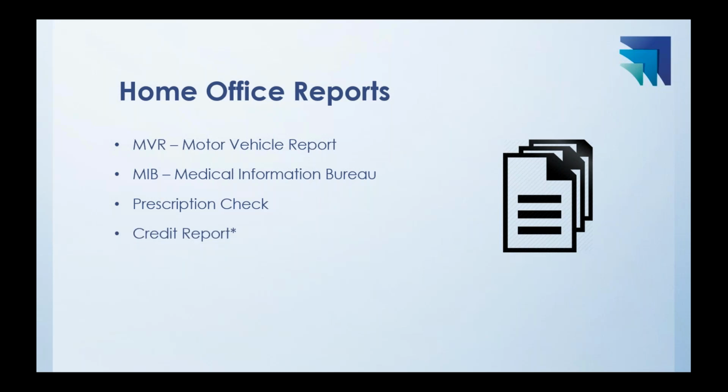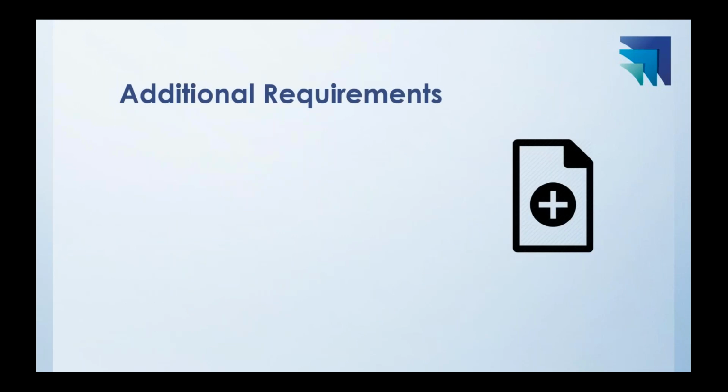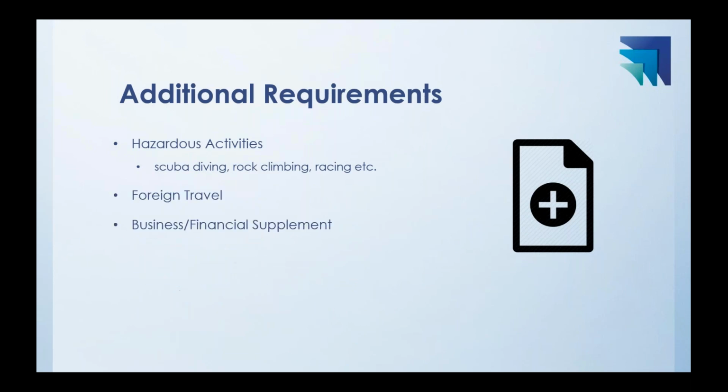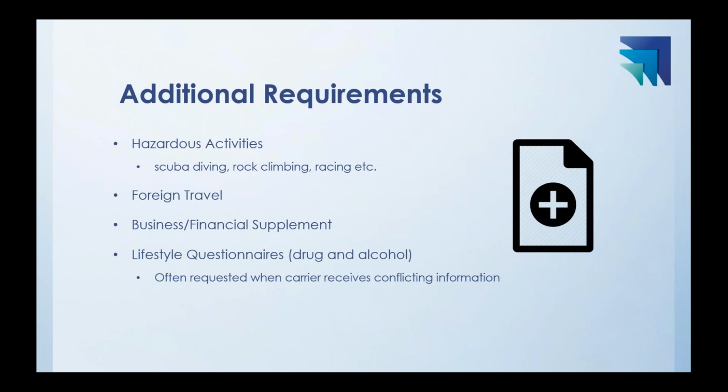Also, some reports that could potentially be ordered are a credit report or even a criminal history report. But again, these are going to be on a case-by-case basis, and they're not going to be ordered on every single application that you submit. On top of that, there could potentially be other requirements that get ordered, such as hazardous activities, foreign travel, business, financial, and even lifestyle and questionnaire reports.